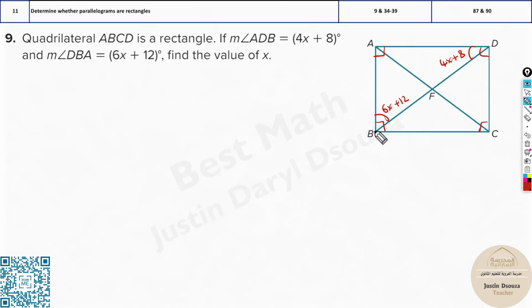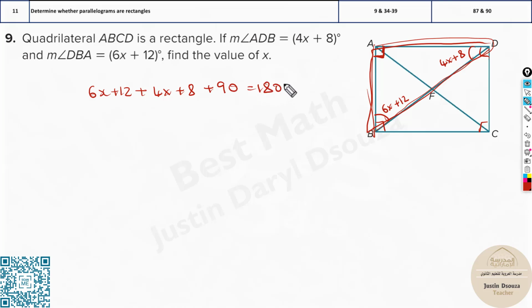Now, we can see this is a triangle here. A, B, and D is a triangle. Can you see that triangle over here? So this triangle has a total angle of 180 degrees because any triangle will have that. So if you sum up all the angles, you will get 180 degrees, and we know this one is 90 degrees. So all I do is 6x plus 12 plus 4x plus 8 plus 90 degrees must be equal to 180 degrees, or if you add the two, they must be equal to 90.